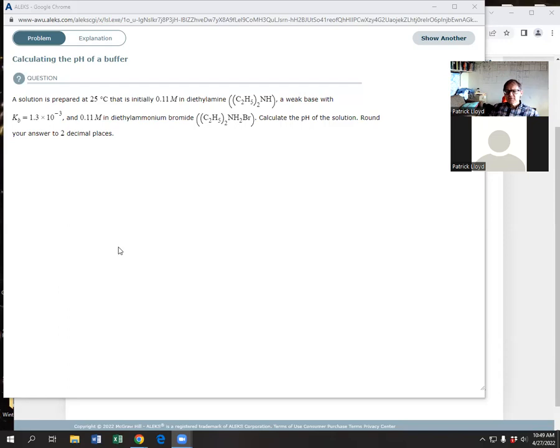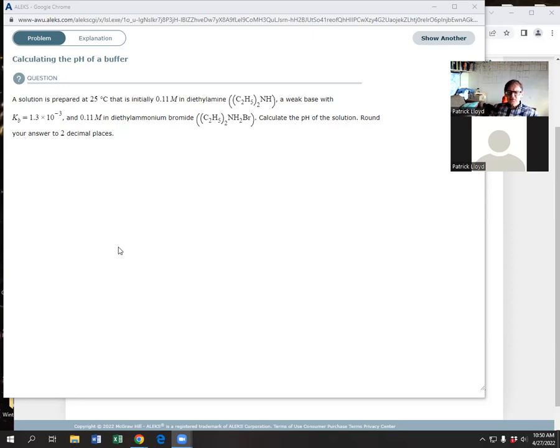Okay. Calculating the pH of a buffer. A solution is prepared at 25 degrees Celsius that's initially 0.11 molar in diethylamine, (C2H5)2NH. That's the name of a compound, diethylamine. It's a weak base with a Kb of 1.3 times 10 to the minus 3. It also has 0.11 molar diethylammonium bromide, (C2H5)2NH2Br. That is the conjugate acid of the weak base, so that's the key to solving this problem. Calculate the pH of the solution and round your answer to 2 decimal places. That means 2 digits past the decimal point.